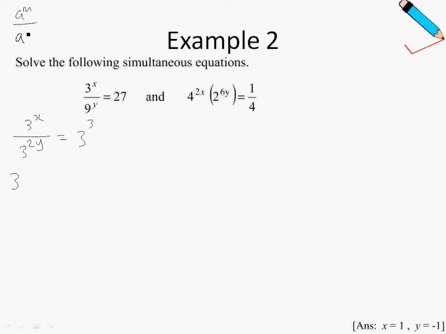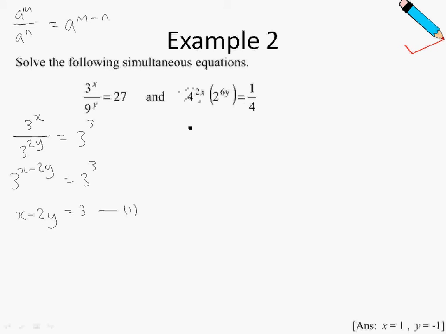Okay, so just in case you've forgotten, let me write it out on the screen for you. x minus 2y equals 3 cubed, so x minus 2y is 3. So I have my new equation, let me call this equation number 1. And over here, I'm going to change all the bases to base 2.